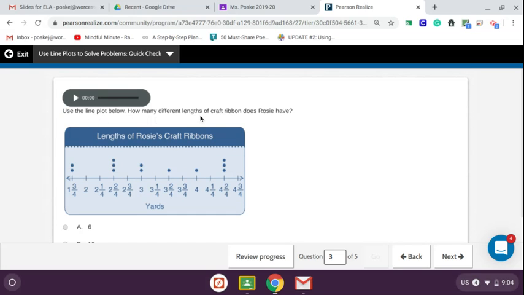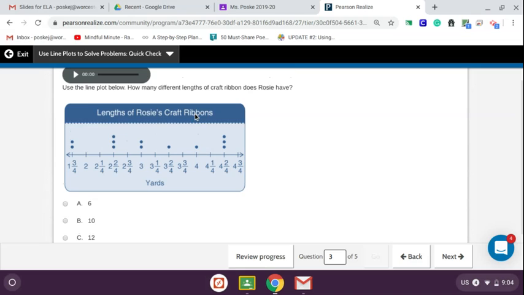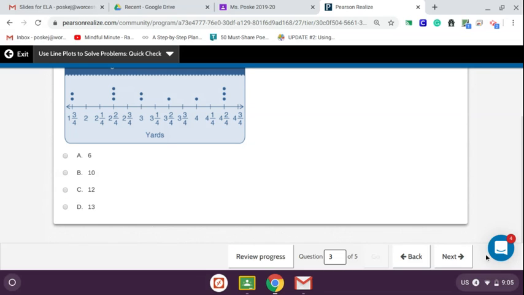Use the line plot below. How many different lengths of craft ribbon does Rosie have? So you just have to count. You have to count how many different lengths of craft ribbon. So these are the yards. And remember, each dot represents a ribbon. So I would count the dots. Okay, however many dots you have, that's the answer.